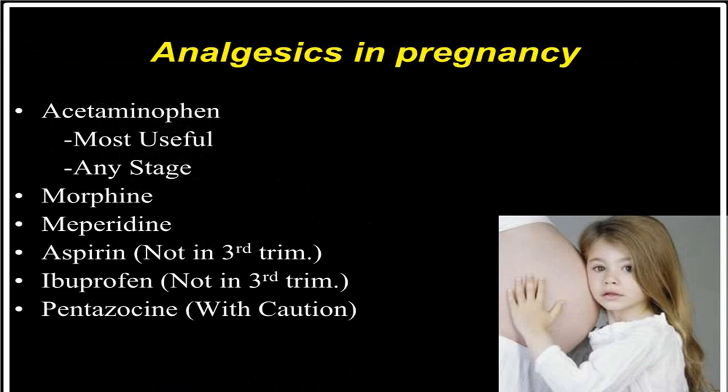During pregnancy, the safest drug is paracetamol. As far as possible, no aspirin in the third trimester. Ibuprofen should not be utilized in the third trimester. Keep this thing in mind. It can delay the labor. Pentazocine, that is Fortwin, when you utilize, use it with caution, don't utilize this. Most commonly utilized is paracetamol, the safest.